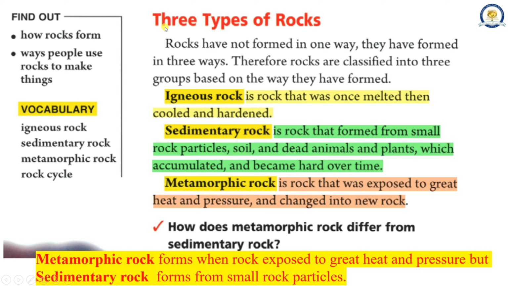How rocks form. 3 types of rocks. Rocks have not formed in one way, they have formed in 3 ways. Therefore rocks are classified into 3 groups based on the way they have formed.